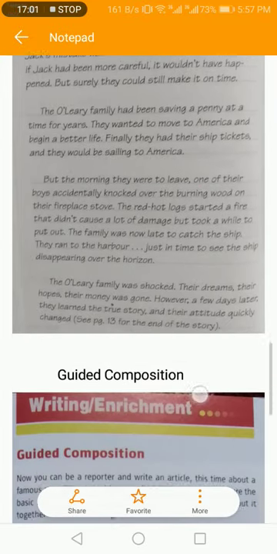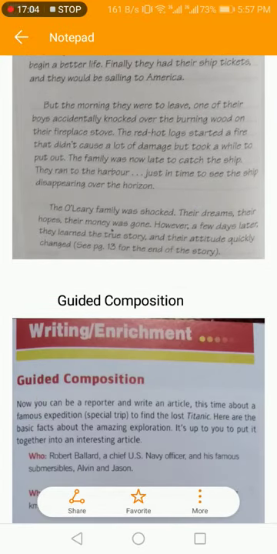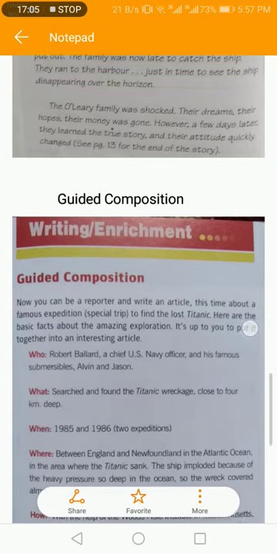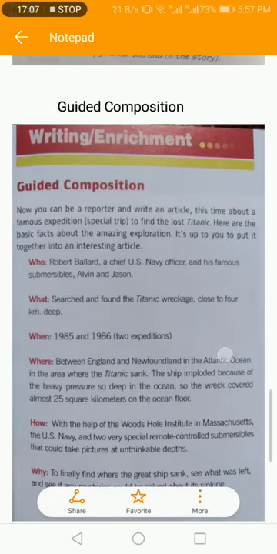Okay, now guided composition, writing and enrichment. Guided composition. Now you can be a reporter and write an article, this time about a famous expedition, a special trip to find the lost Titanic. Here are the basic facts about the amazing exploration. It's up to you to put it together into an interesting article.